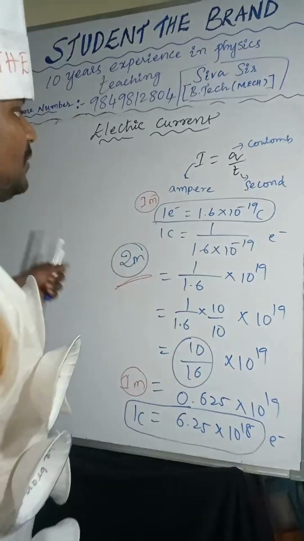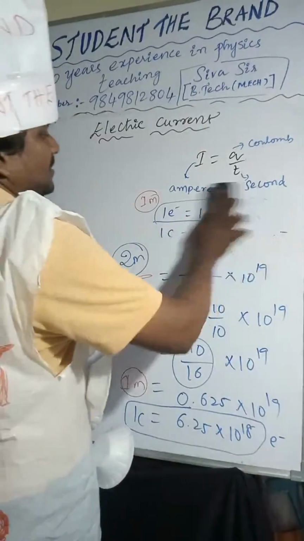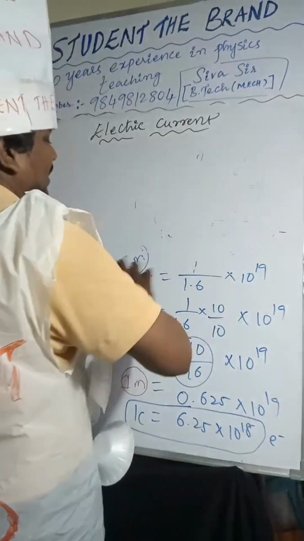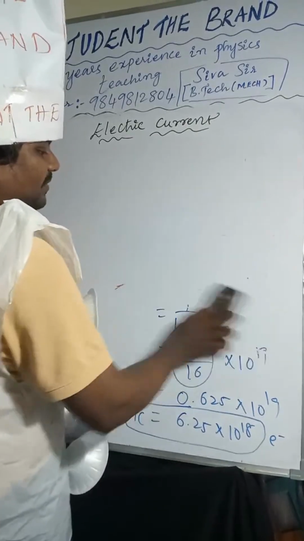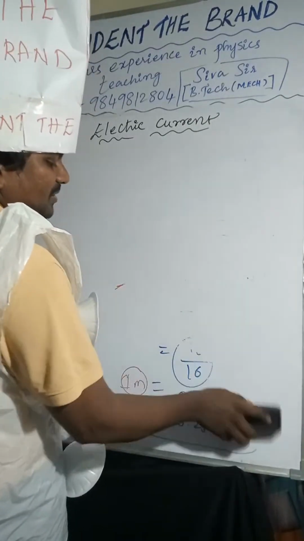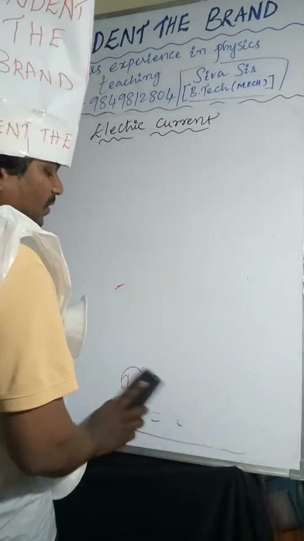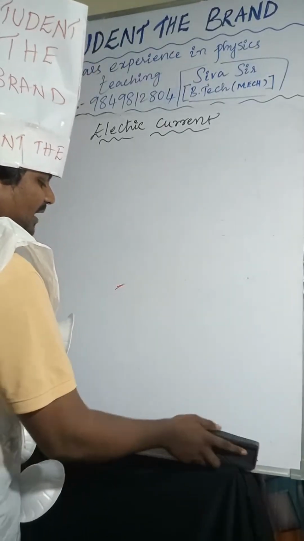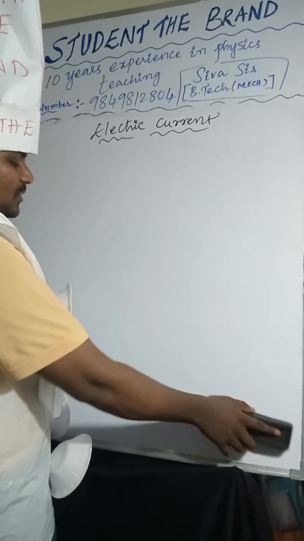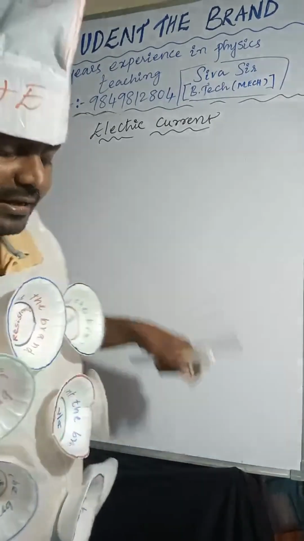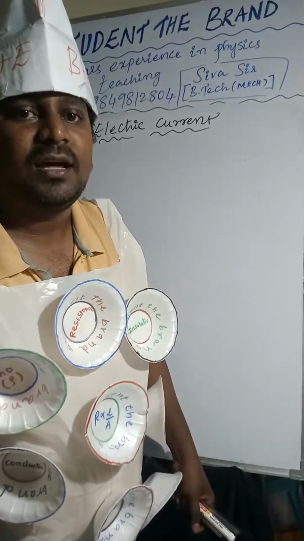So now I am going to the next one. Here I discussed the quantization of charge, the SI unit of current and the definition of the SI unit of current. Now we are going to the next one, electrical appliances. So why are we taking electrical appliances?